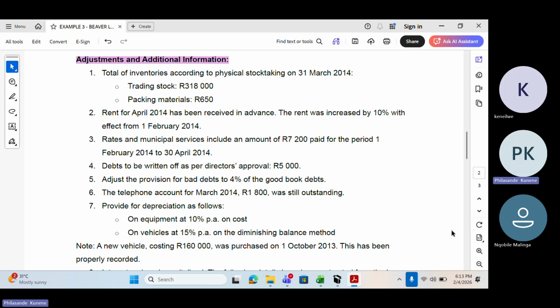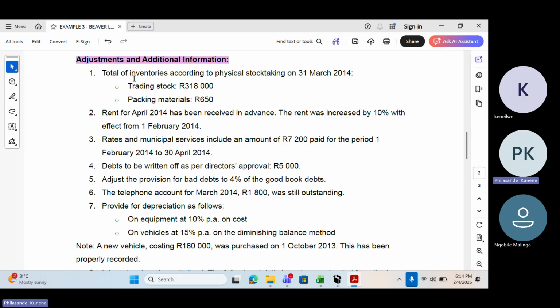Adjustments and additional information. So guys, transaction by transaction, we do income statement and balance sheet at the same time, because each of these transactions that you can see here, they affect both the income statement and the balance sheet. So we need to do it simultaneously. Okay, we're going to work with number 1 first.